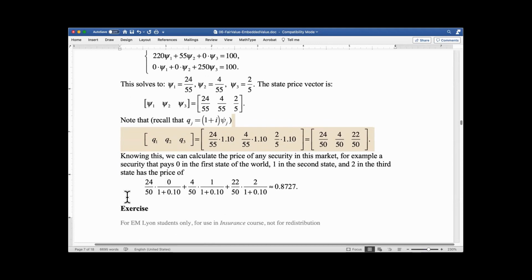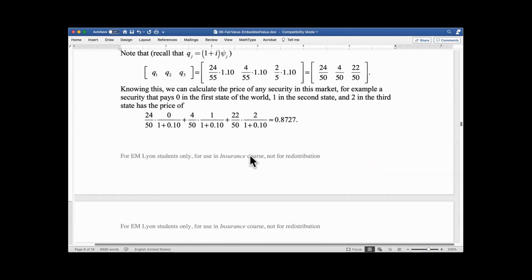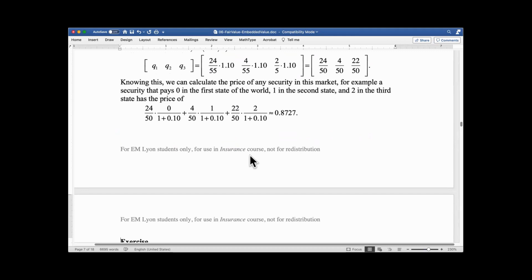And knowing this, we can calculate the price of any security in this market. For example, a security that pays 0 in the first state of the world, 1 in the second state, and 2 in the third state, has the price of 24 over 50, the probability of the first state, times the discounted value of 0 paid in that state, discounted by 10%, plus 4 over 50, the probability of being in the second state, times 1 over 1 plus 10%, so discounted at 10%, plus 22 over 50, the probability of being in the third state, multiplied by the discounted value of 2, discounted at 10%. And that's equal to 0.8727.